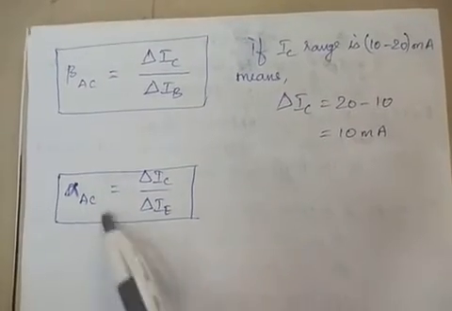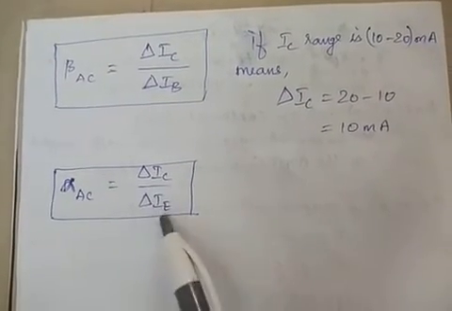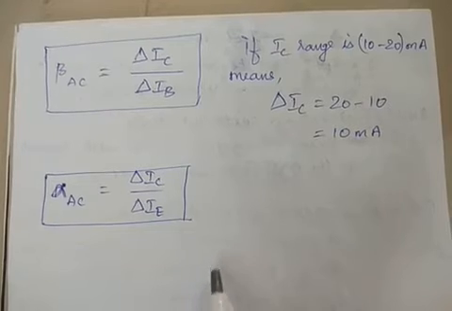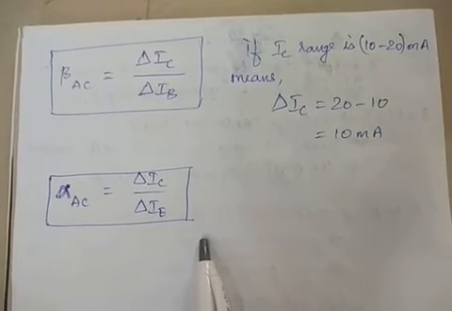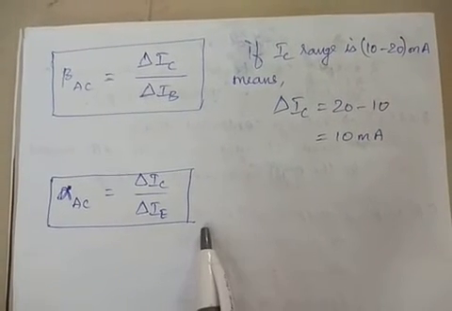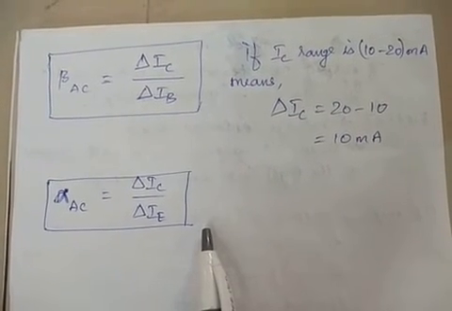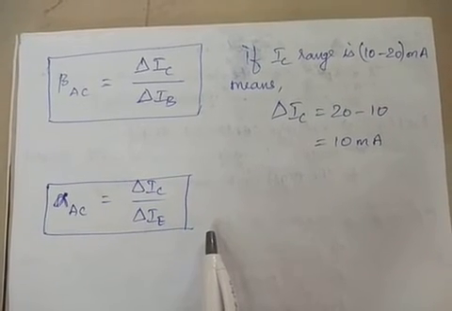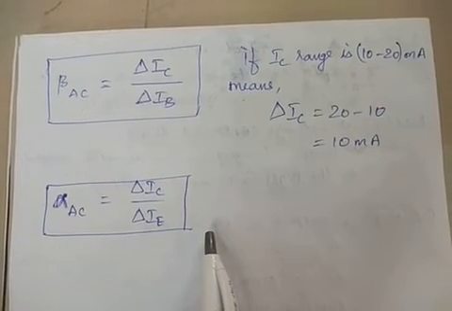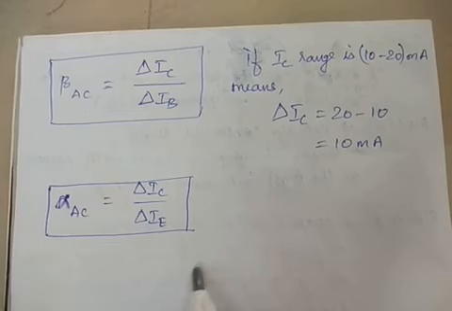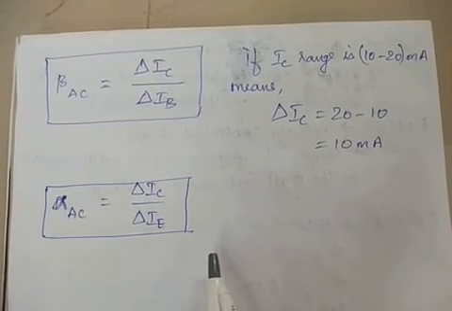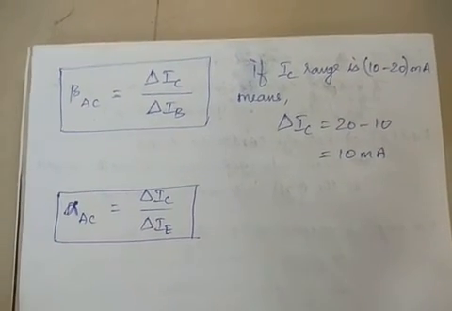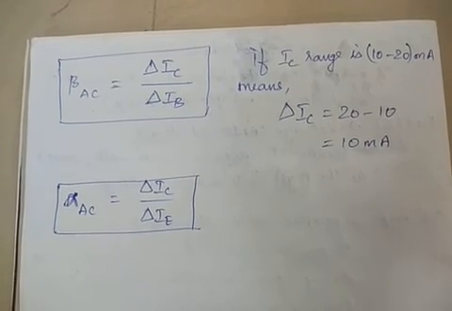For alpha, similarly del IC by IE. So whatever is given, please go through this, and along with this go through the material also, and some of the links I shared already for CIE 3. That also you prepare, whatever the MCQ questions are given there. In that link you prepare that also. So wish you all the best for the CIE 3 test.